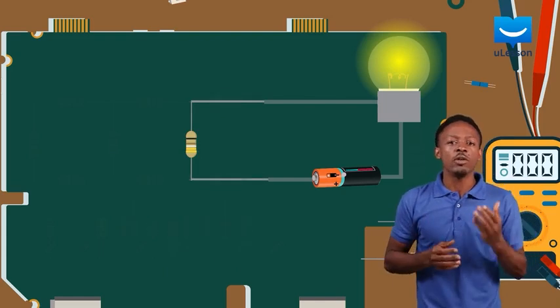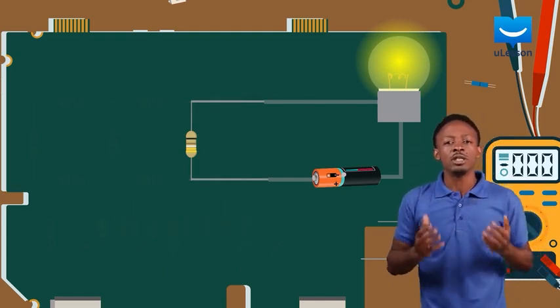And that is how you get the equivalent resistance between two given points in a circuit.